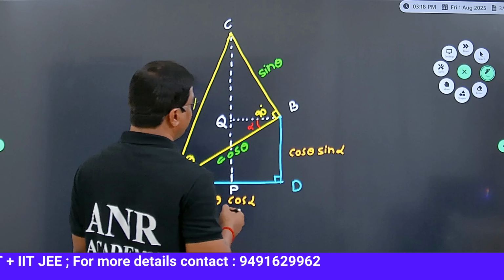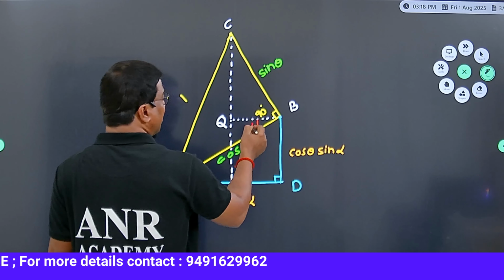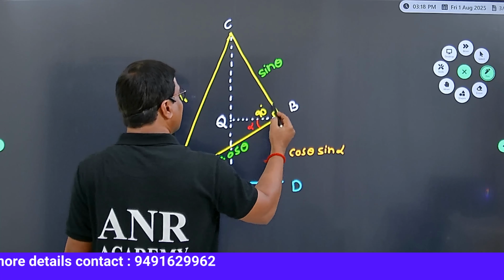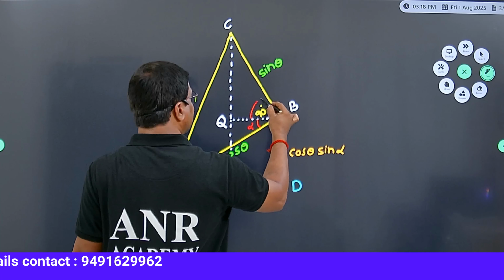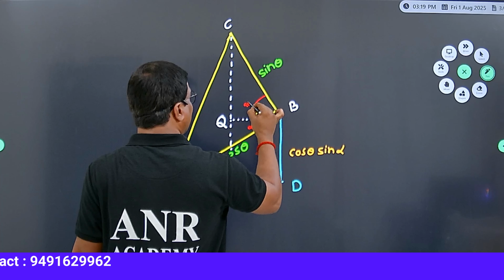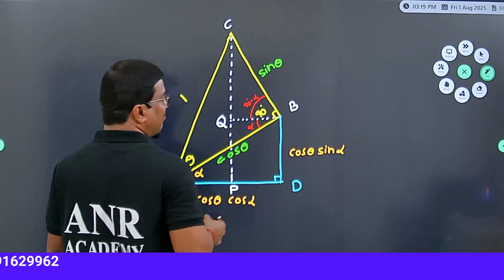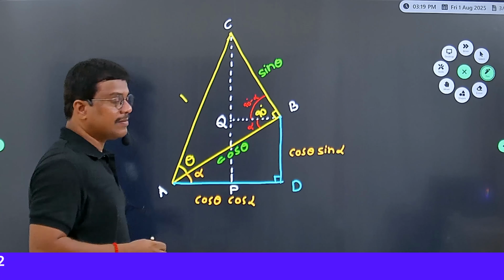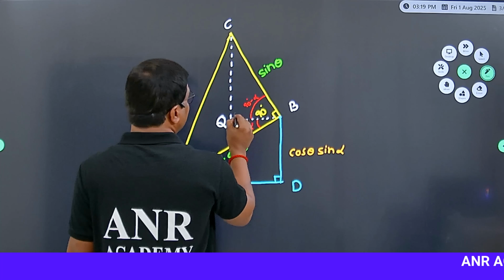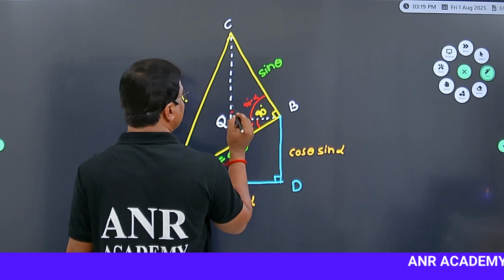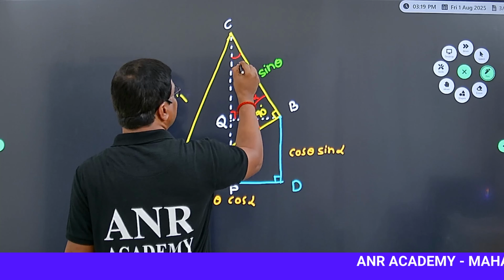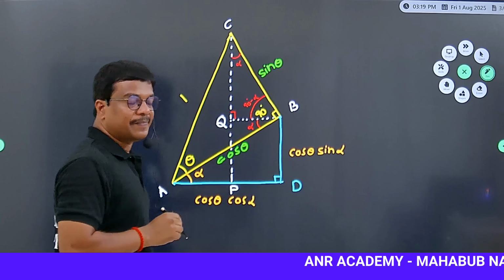Next, if it is alpha, then automatically this is 90 minus alpha. Why? Because the entire angle is 90 degrees. And next, since it is 90 degrees, here the angle is alpha again.